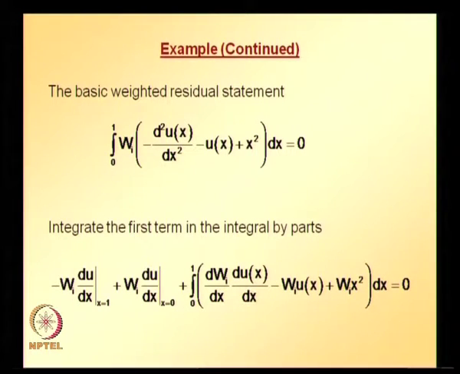Before we proceed further, what we need to do is look at any higher order derivative terms, and we will use integration by parts and reduce them to lower order terms. If you see this equation, the first term has the second derivative of u, so we can use integration by parts on the first term, that is w times minus second derivative of u with respect to x square. You apply integration by parts on that term and it gets simplified to what is shown there.